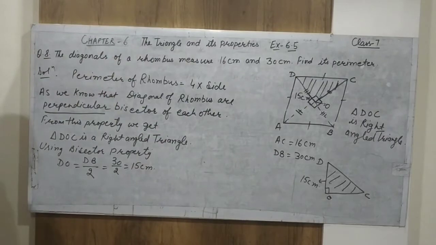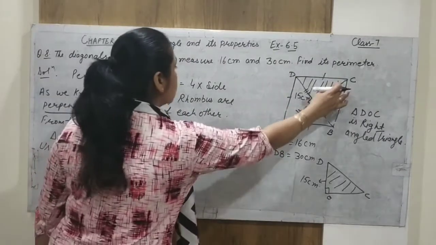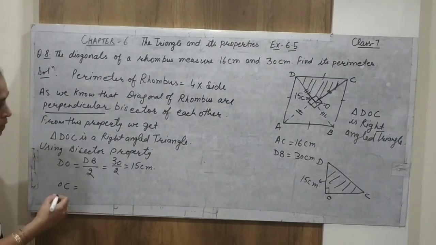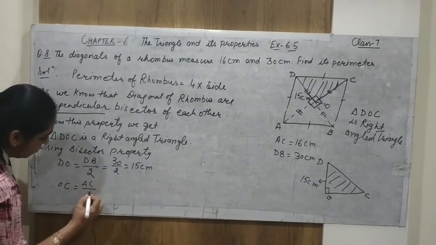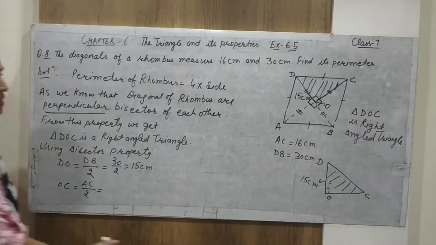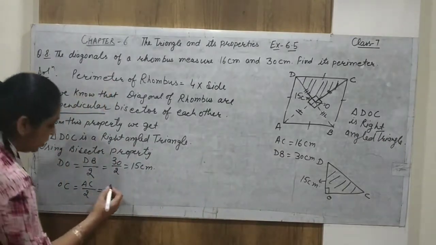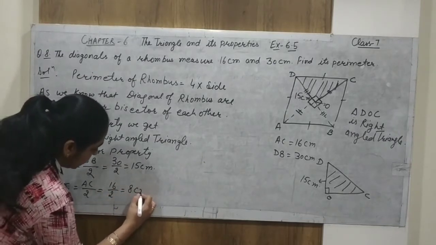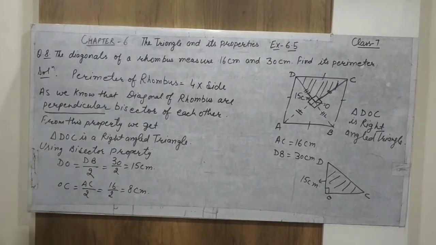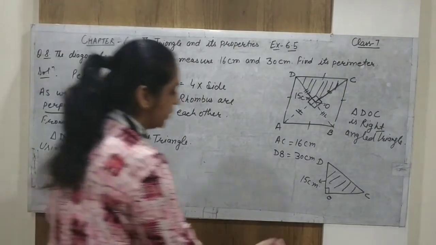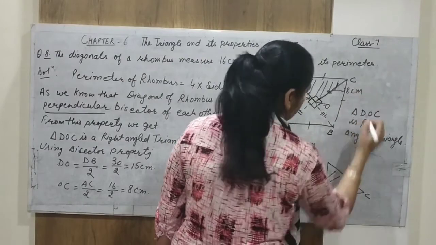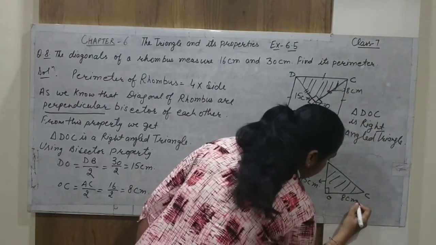Okay, next, the second side, that is OC side. Now, OC or CO is half of AC, that is AC divided by 2. What is the value of AC here? 16 centimeter. So 16 divided by 2, that is 8 centimeter. So we get the second side, that is OC, which is 8 centimeter.